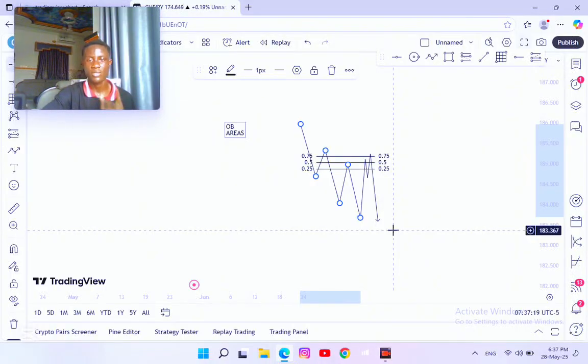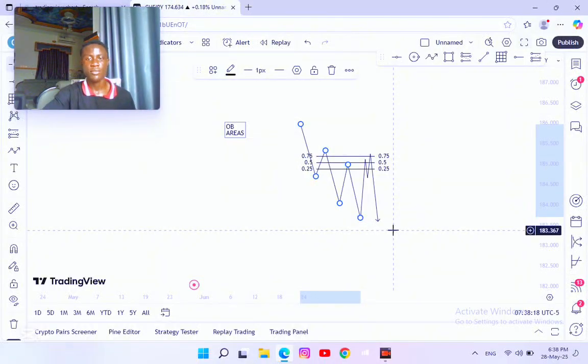We have just two types of retest. If the retest does not come to the 25% level, we are simply going to be taking our entry from the 0.25% level at the 50%, which is the areas. But if it comes, we are going to be taking our entry from the 50% areas of 0.5. But if it does not respect that, we're going to be taking our entry from the 0.75. Alright, so that is simply for the entry.